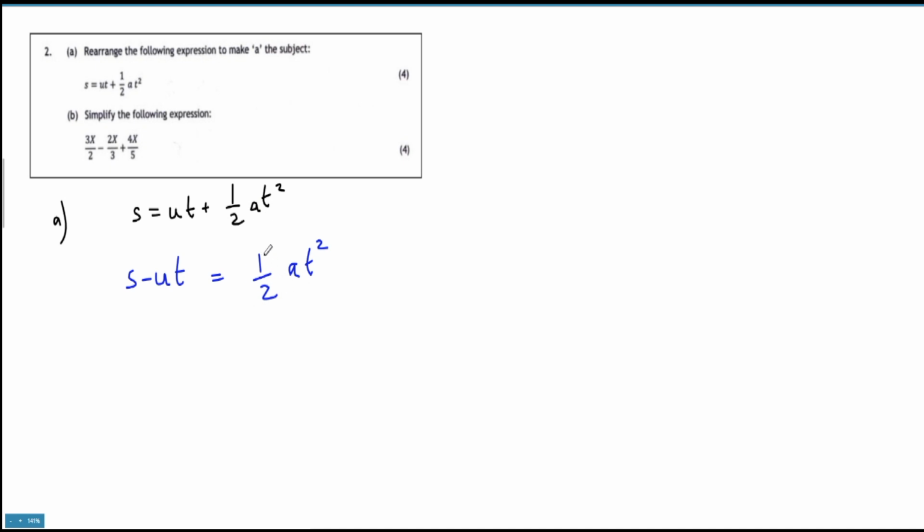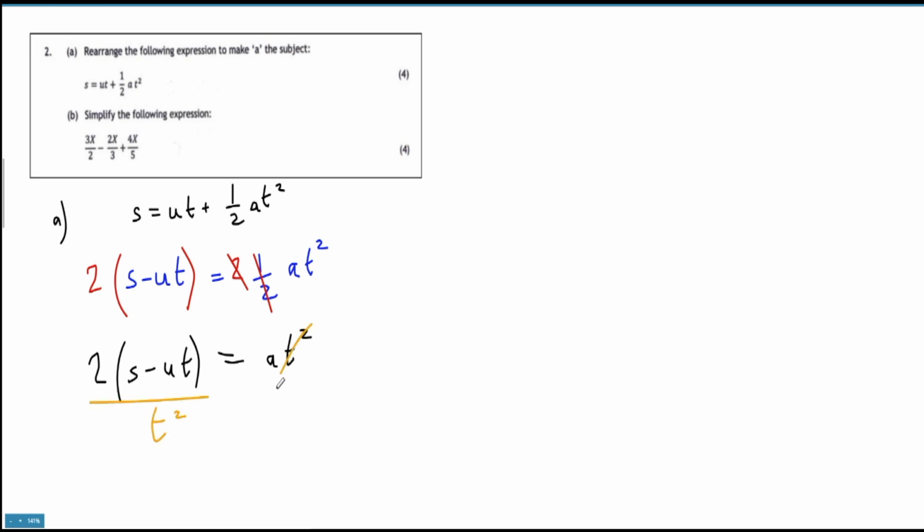So the next thing to go is the half. Let's get rid of the half, which means I've got to multiply both sides by 2. It can be 2 s minus ut is equal to at squared. I just cleaned it up a bit. We're looking to make a, so let's get rid of this t squared by dividing by it.